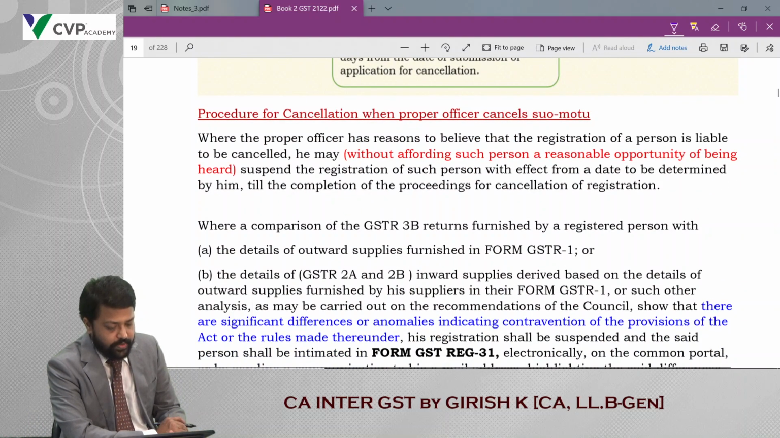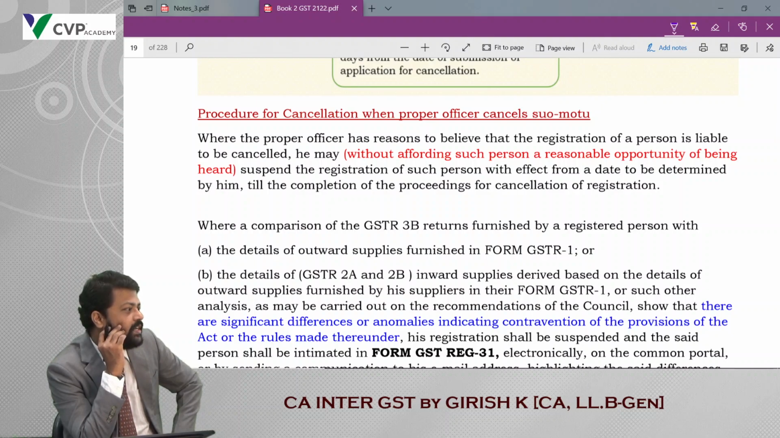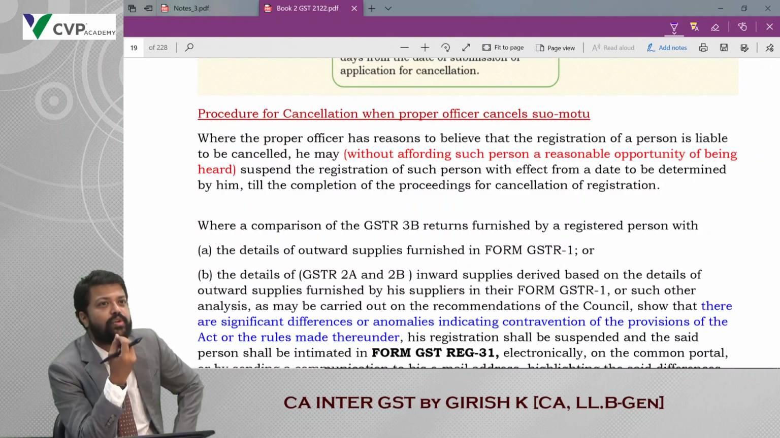Procedure for cancellation where the proper officer has a reason to believe that, now this is suo motu by the officer, the registration of a liable person is to be cancelled. He may, without affording such person a reasonable opportunity of being heard, suspend the registration of such person with effect from a date to be determined by him, till the completion of the proceedings of cancellation of registration. So for suspension there is no requirement of an opportunity of being heard, so he can suspend the registration.